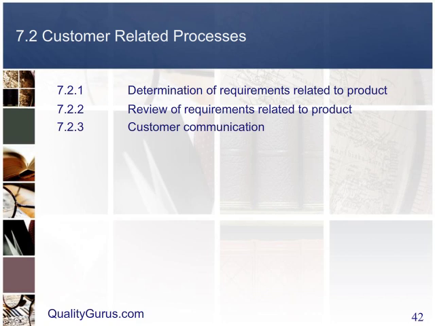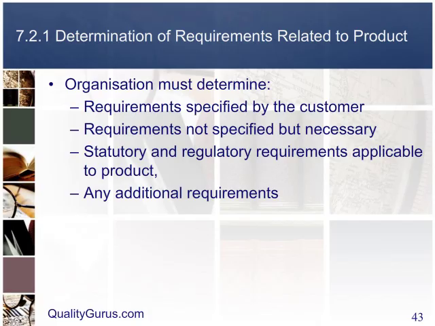Earlier in this course, we discussed a customer satisfaction model. The process of customer satisfaction starts with the customer requirements, and ends with achieving customer satisfaction. That is precisely the purpose of this section of the Standard. To satisfy a customer, you need to satisfy the customer's requirements. To do that, you need to know them. This is what this clause focuses on.